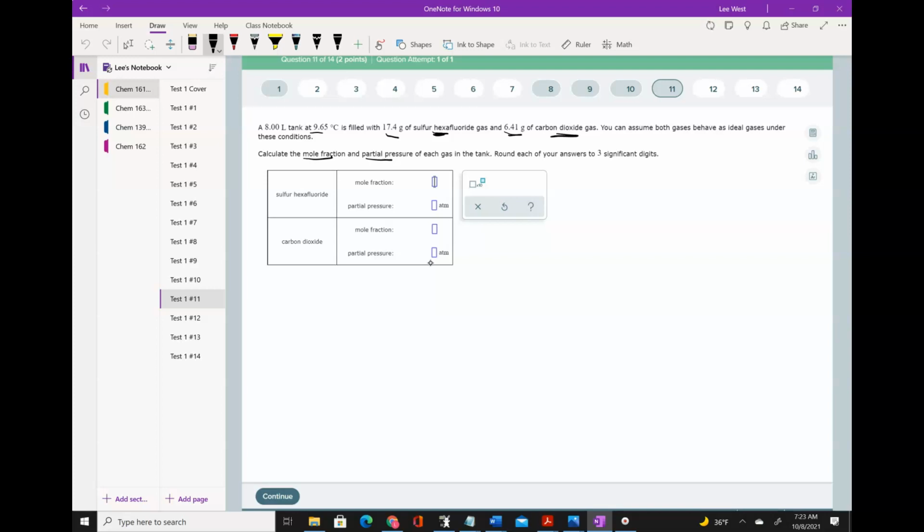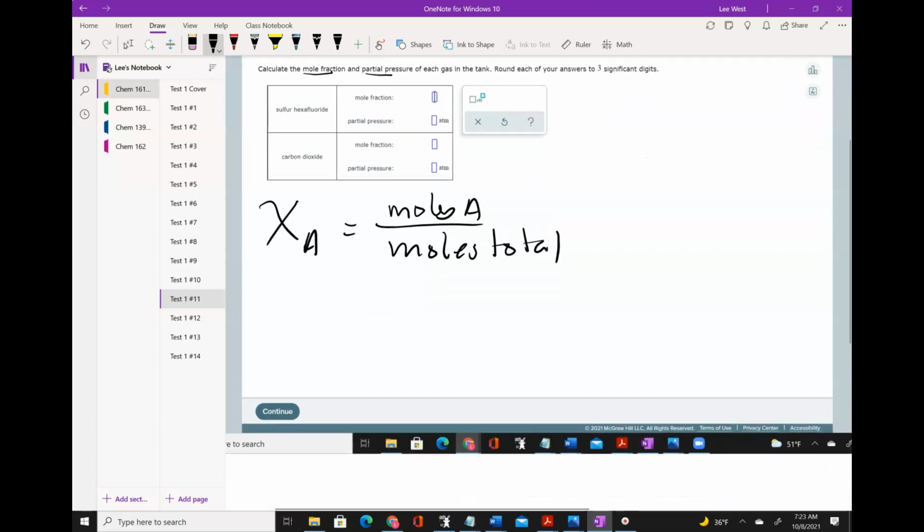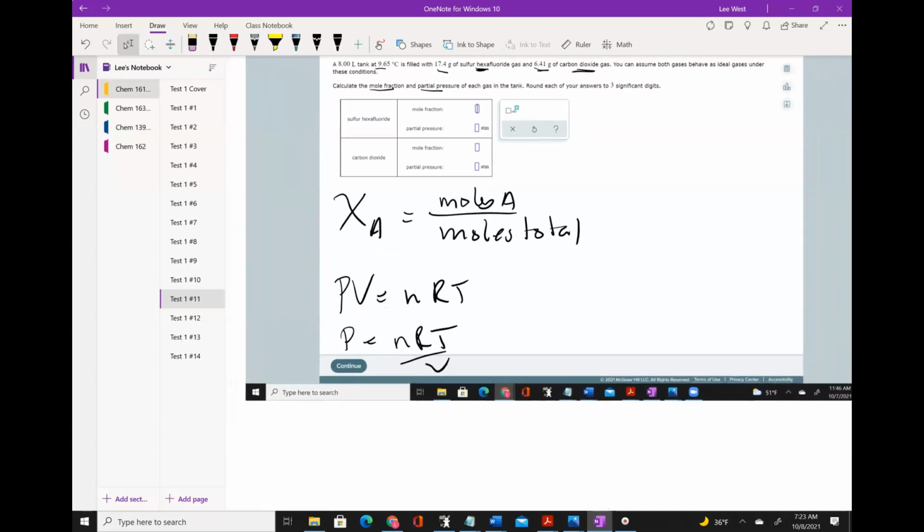So what I'm going to do is just use these two formulas. The mole fraction of a given component is the moles of that component over the total moles. That's what I'm going to use to get my mole fractions. And then, to get the partial pressures, all I'm going to do is use the ideal gas law. So PV equals nRT. We're solving for pressure. P equals nRT on V. And I'll have my different moles that go in there for each of those. So that's how I'm going to tackle it.